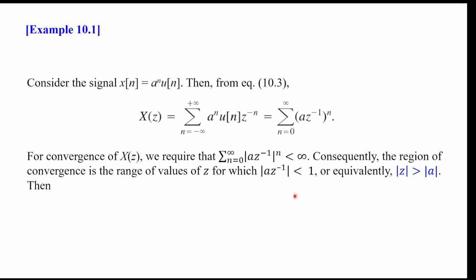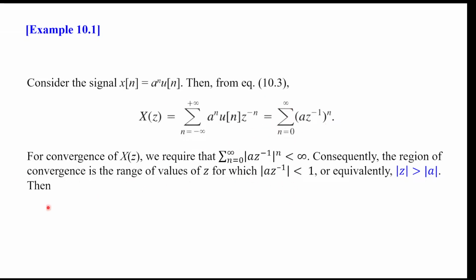This is something we get from basic calculus. So we need the absolute value of az^-1 to be less than 1. This analysis is a bit more complicated because a and z are complex valued, but you can go to calculus to see that you need the absolute value of az^-1 to be less than 1 for this summation to be convergent.